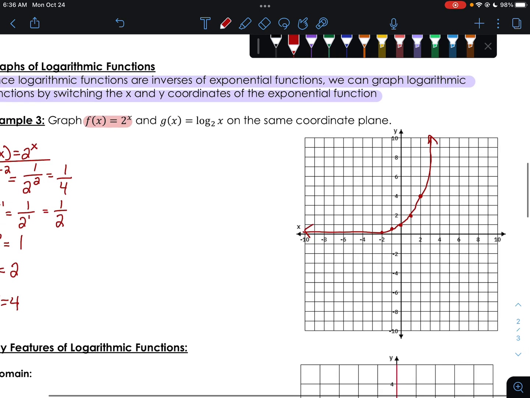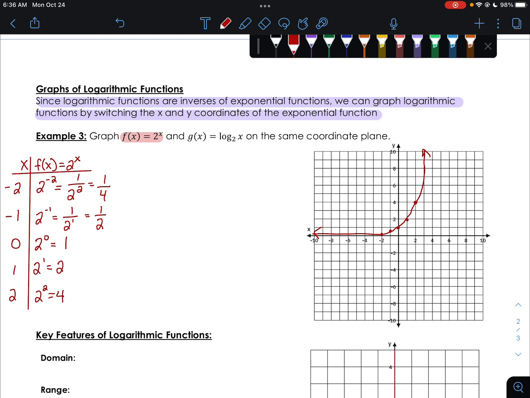Okay, remember that exponential functions have a horizontal asymptote. This one is at 0, so it's not going to cross that x-axis, but the domain is all real numbers, and the range is 0 to infinity, with 0 not being included. Now we're going to graph g of x. But to graph g of x, all we're going to do is switch the x and y of f of x. So we have x and we have our g of x.